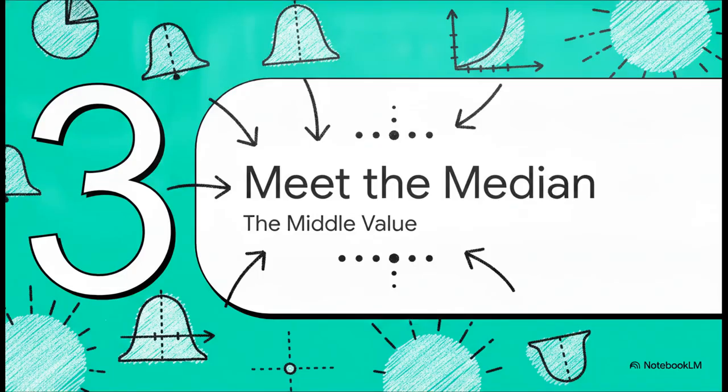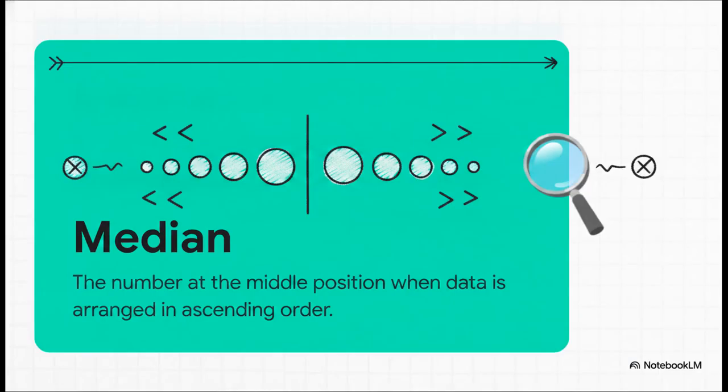Section 3. Meet the median. And this brings us to our mathematical hero for these skewed data situations, the median. By definition, when you arrange your numbers in ascending order, the median is the number sitting at the exact middle position. It neatly divides our data right down the middle, perfectly ignoring those extreme, misleading outliers at the ends.